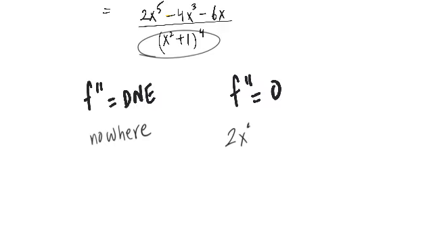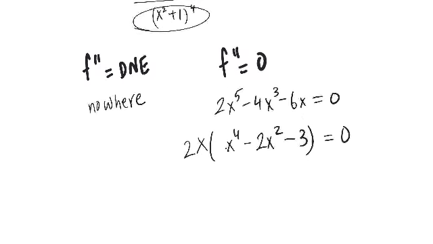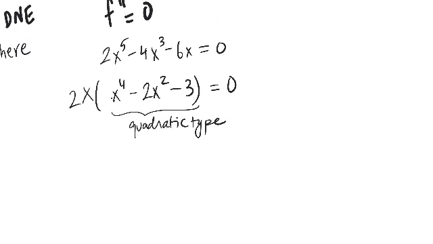The top, we set that to 0 for the f double prime equals 0, and we think about how to solve that. And we can pull out an x, so we'll do that. And then, actually, you can pull out a 2x. And then we'll think about the rest. So I have 2x times x to the fourth minus 2x squared minus 3. And oh my, I see a quadratic type equation, which we have covered in pre-calc, where it's x to the 4 and x squared, but I can solve it just like I would solve a quadratic equation by factoring.